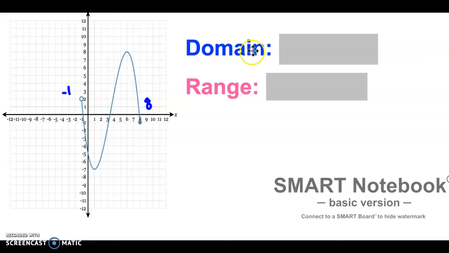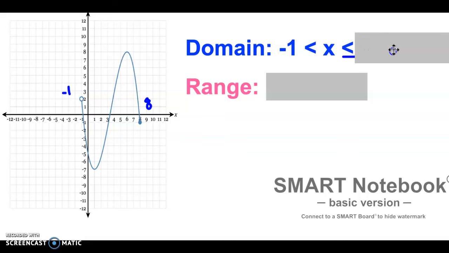So when you're writing the domain in that set notation, you're going to start with the smallest number, so -1. Now, this time we're just going to say is less than, because this circle here on -1 is not filled in. So -1 is less than x, because x represents the domain, is less than or equal to 8, because that's our biggest x value. And over here on the 8, our circle is filled in. So that's why we have that less than or equal to part.